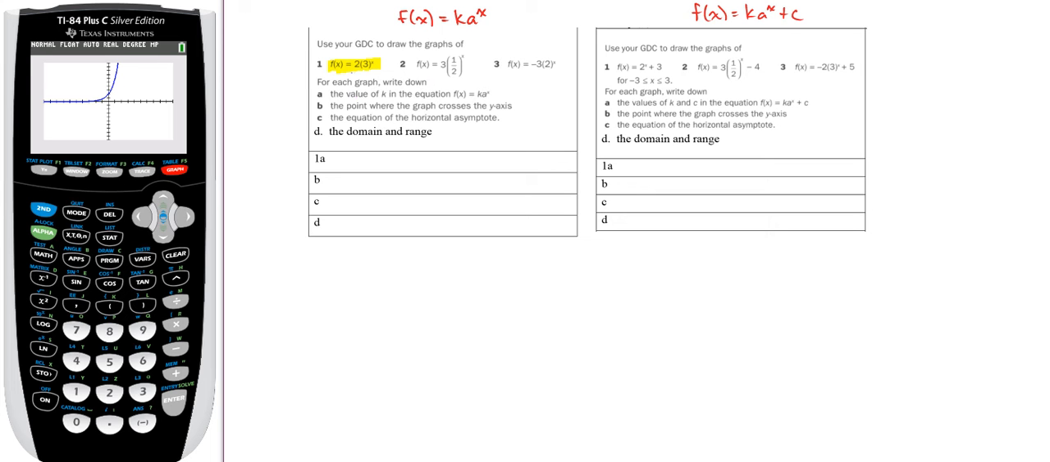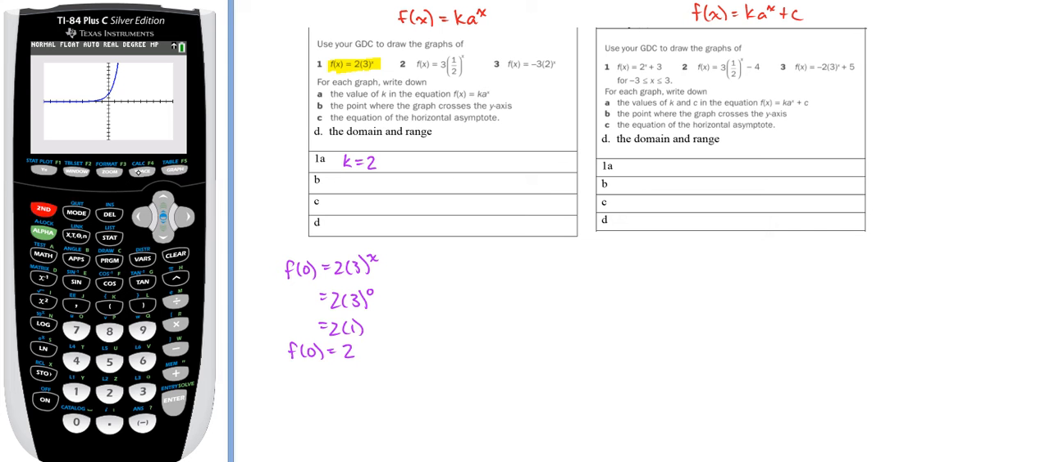The value of k in this equation is the coefficient. So here k equals 2. The y-intercept, we can figure out a couple of ways. We can substitute in x equals 0, and then we'll get 2 times 3 to the 0, which is 2 times 1, which is 2. We can also do this on the calculator with a second trace value when x equals 0, and we should see that y equals 2. So the point where the graph crosses the y-axis is (0, 2).